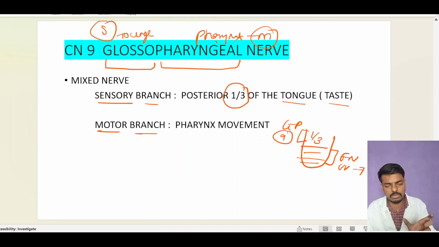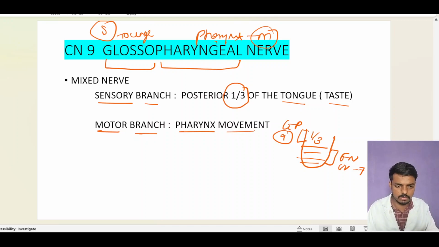For glosso, it supplies only the sensory nerve. Glosso means the tongue. Glossitis is the inflammation of our tongue, like this. Very important. And the motor branch is supplying the pharynx, so it is responsible for the movement of the pharynx.